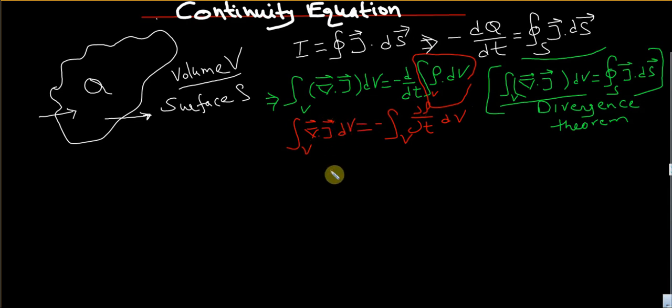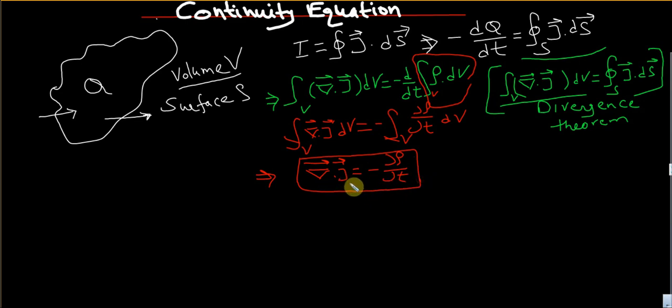Now this volume integral is holding for all values of the volumes, not just for this volume. So we can cancel out the volume on both sides. If it is holding for all the values, we can cancel out. So we can write here del dot J is equal to minus partial rho by partial t. So this equation is the continuity equation.